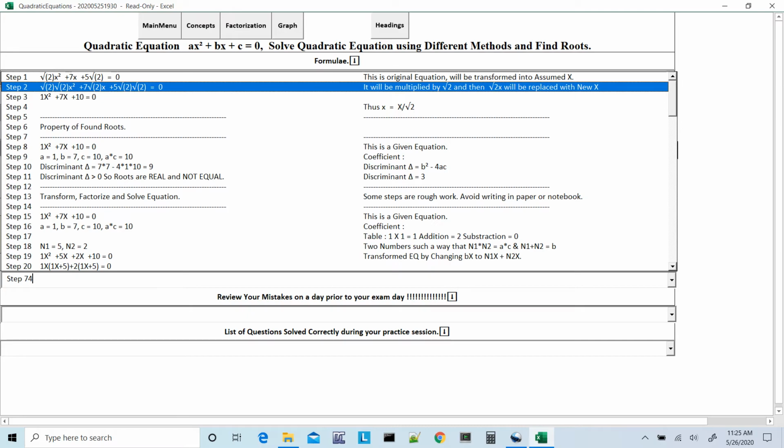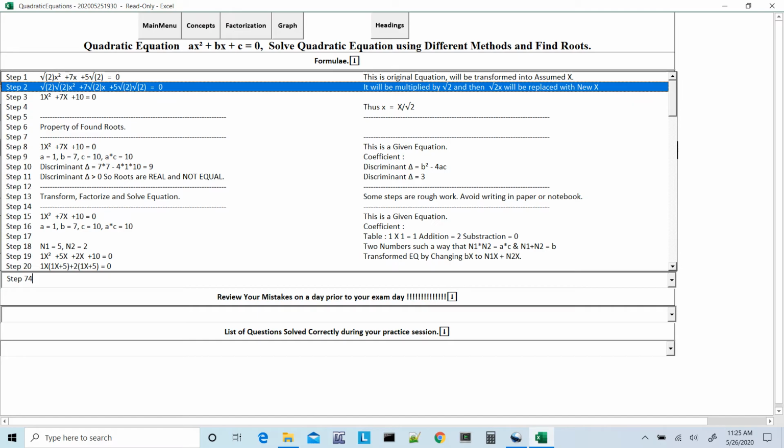Alright, okay, let's go to the top of the screen. Do you see what is your equation here? Your equation here is, look at the step 1. Your equation here is square root 2 into x square plus 7x plus 5 square root of 2 is equal to 0. Now, here, if you try to use any multiplication with square root of 2, your life will be difficult. Those multiplications will be complicated, divisions will be complicated.